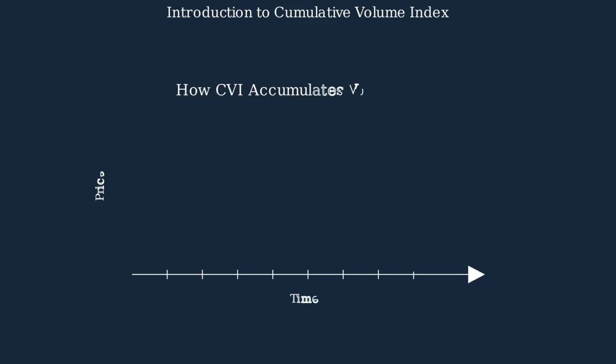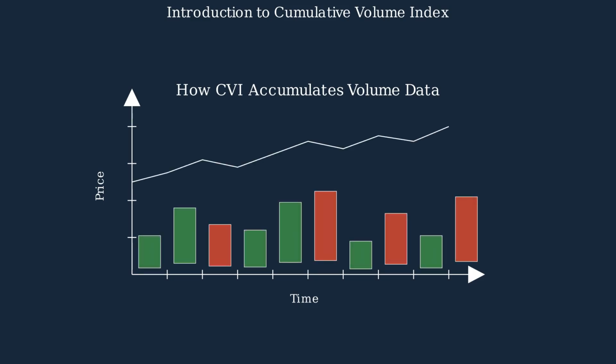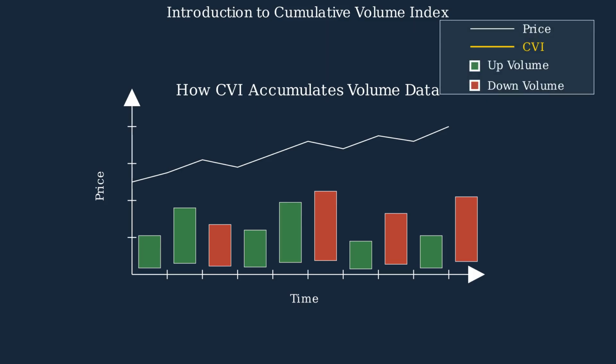Let's visualize how CVI accumulates volume data over time to create a clearer picture of buying and selling pressure. Here we have a price chart over time. First, we'll add the trading volume for each period. Notice that green bars represent volume on up days, while red bars show volume on down days. CVI accumulates this volume data into a running total, adding volume on up days and subtracting volume on down days.